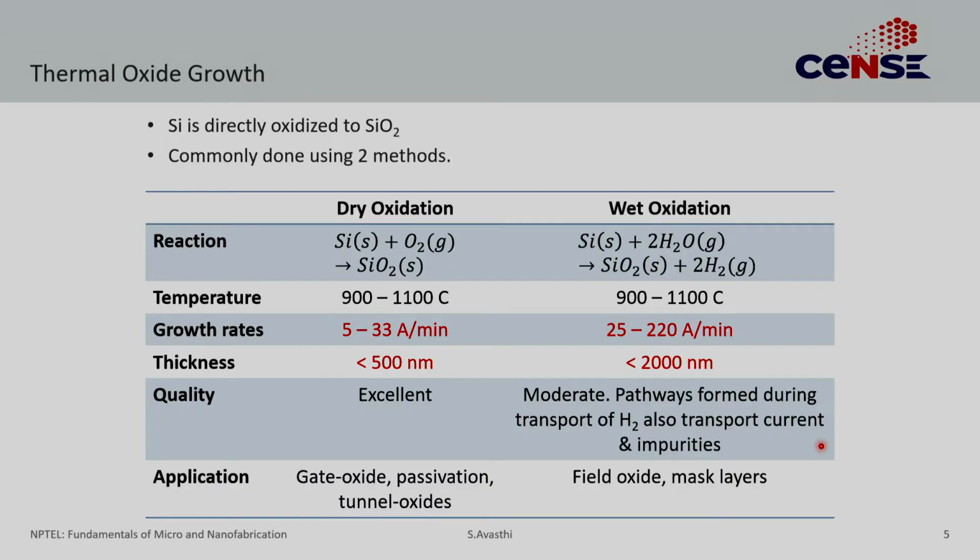So, what is the mechanism by which we do the crystal growth? Since this is a native film, one of the precursors is the silicon itself. Silicon is not coming from outside, silicon is from the wafer itself. So, silicon gets directly oxidized to form SiO2. There are two ways you can do that. The two ways are different in the oxidant that they use. One is called dry oxidation, one is called wet oxidation.